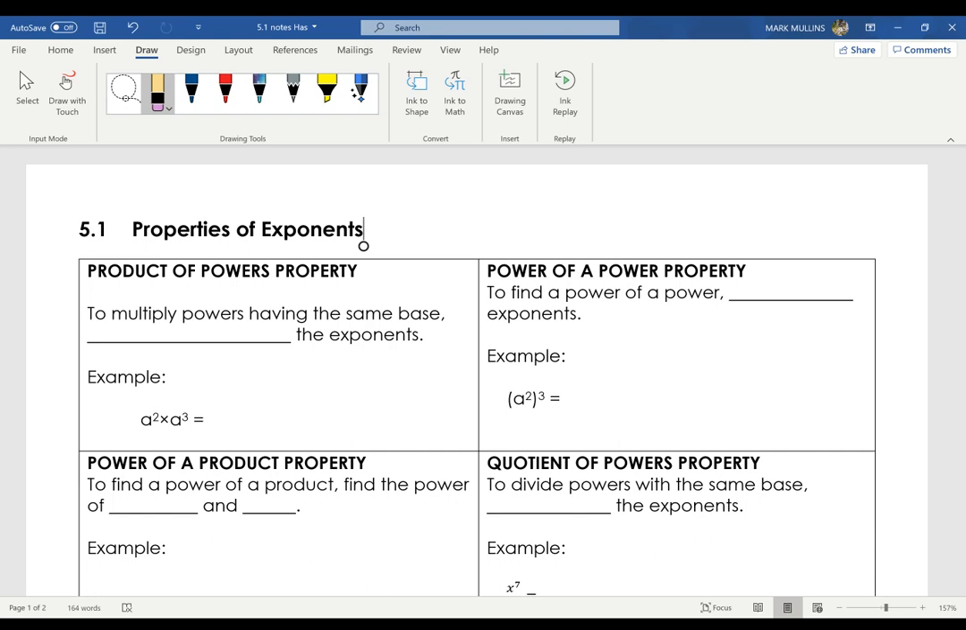Algebra 2, 5.1, Properties of Exponents. So we're going to start with just a basic review of properties that you would have learned in Algebra 1.